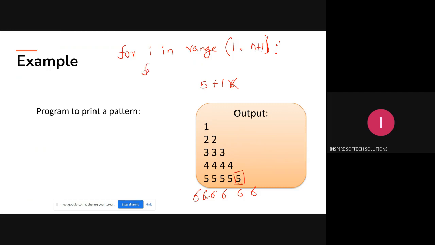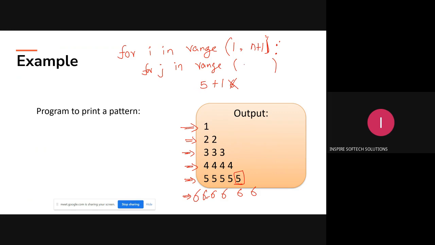Now the inner loop. So for j in range. In the first line, I'm printing number 1 only one time. If it increments to 2, I'm printing 2 times. If it is 3, I'm printing 3 times. If it is 4, 4 times. If it is 5, 5 times. If it is 6, 6 times. If it is 7, it will print 7 times. So it depends on my previous loop.